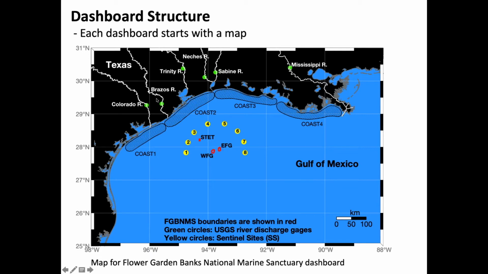And then the rivers you see here, the green dots are where the gauging stations are for each river. And so those are where we get the data from the USGS. And so that is for the Flower Garden Banks.